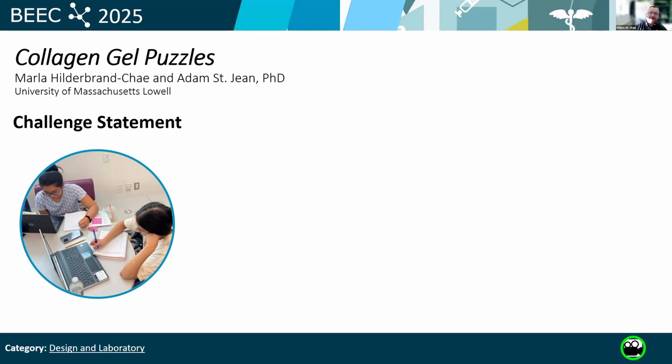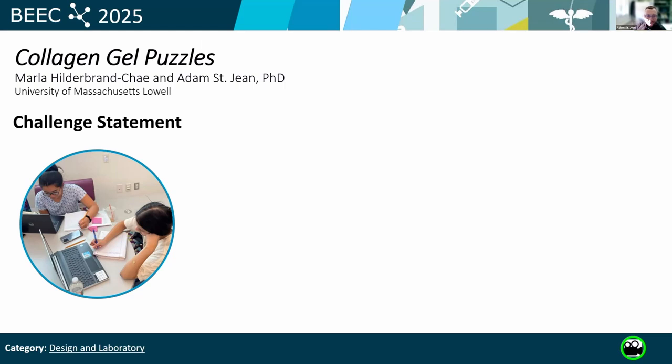So we wanted to have the students explore the effect of substrate stiffness on cell morphology and proliferation. So we gave them background on fibroblast growth, on tissue culture plastic versus collagen gels, and had them design an experiment using those 3T3 fibroblasts.